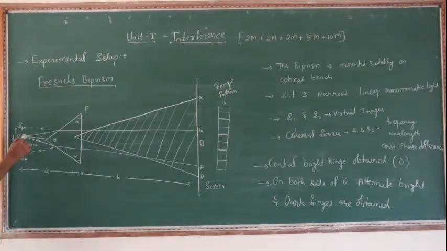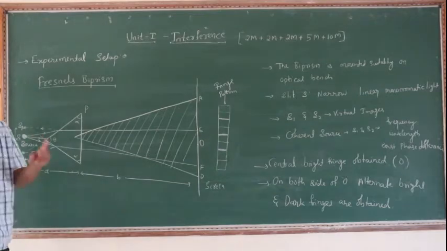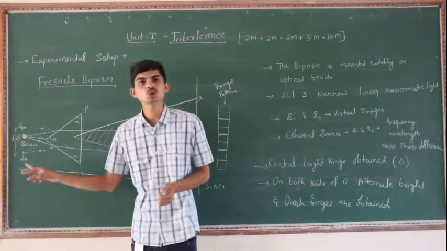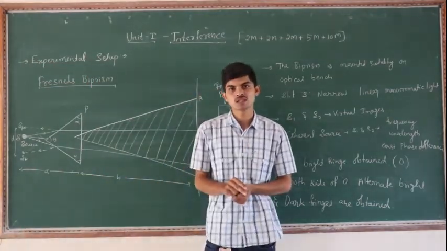Once it is over, when the source is obtained here, from this source some rays will emerge. Those emerging rays will fall on this prism. At that time we will get 2 different, means 2 virtual images.